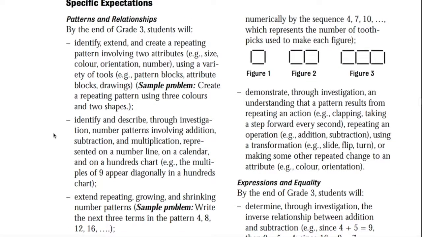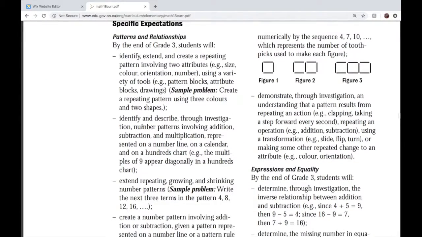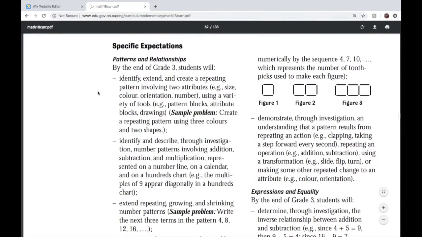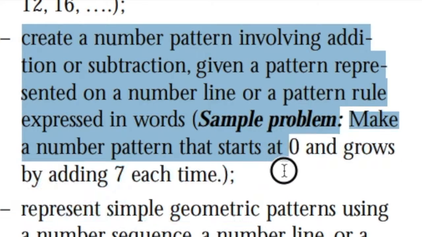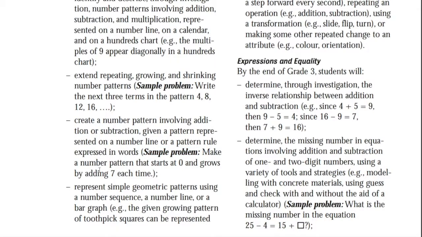So the next thing that I would like to do before I actually begin planning the full lesson is going to the specific expectations section of the curriculum, patterning in algebra, and basically just looking at each expectation. We're going to create a number pattern involving addition or subtraction, given a pattern represented on a number line or a pattern rule expressed in words. So this is an example: make a number pattern that starts at 0 and grows by 7 each time. So I think that is the expectation that we're going to focus on for this lesson.